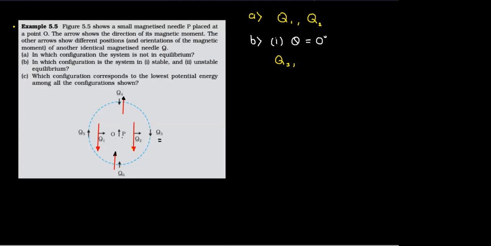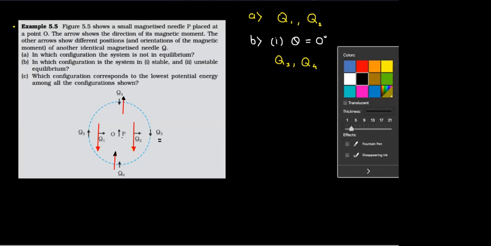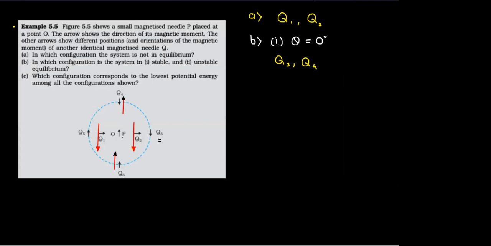So clearly Q3 and Q4, where the angle is zero. Then unstable equilibrium, where angle should be 180. We can easily identify which one it is. Q5 and Q6, right? Q3 and 6. And the other one, Q5 and Q4. Q4. Okay. C part. So the stable equilibrium.